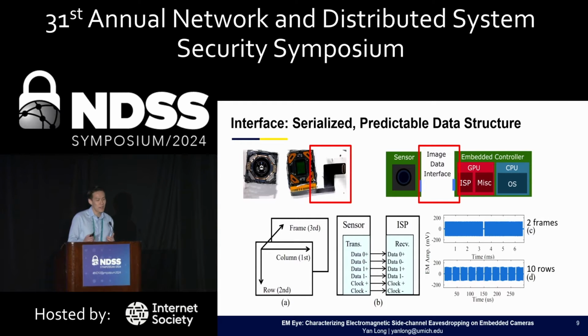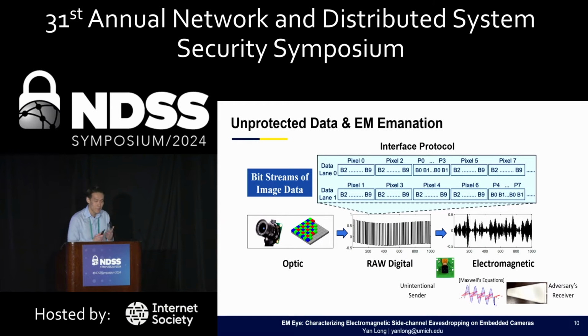And this is to say, if someone can somehow eavesdrop on the transmitted data, they could then at least partially reconstruct the images captured by the camera. In this specific task I just demonstrated, the adversary eavesdropped on the transmitted data by receiving and analyzing the unintentional electromagnetic leakage from the camera circuits distributed in the ambient environment.